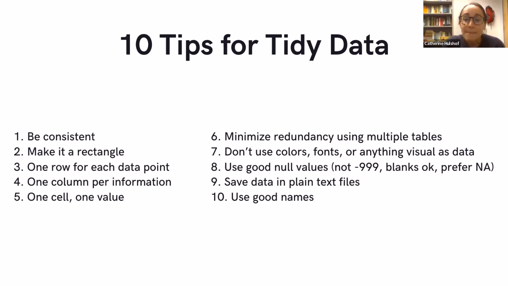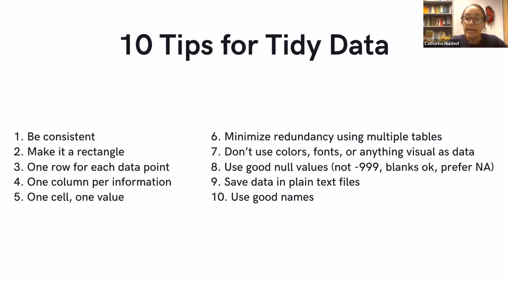The sixth tip is to minimize redundancy and avoid the use of multiple tables. So in Excel, you have the option to have multiple tables or tabs in a single file. We want to avoid this because computers can't easily detect these additional tables. We also want to avoid the use of colors, fonts, or anything visual because computers don't see visual information the way that humans can.